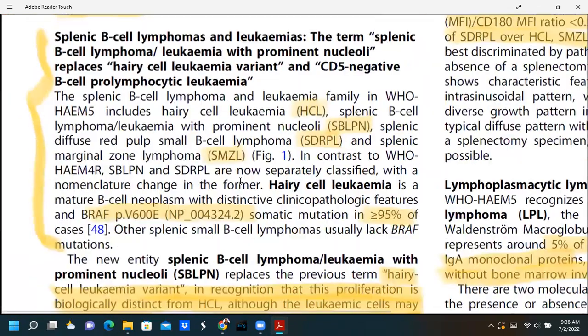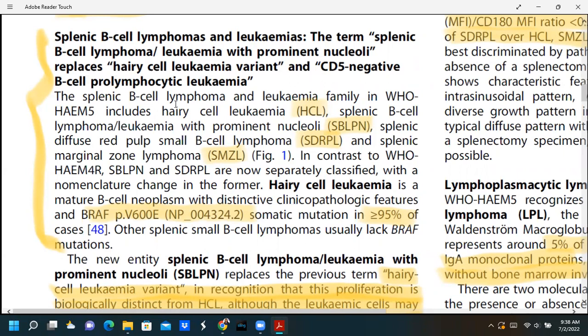And then splenic B-cell lymphoma leukemia, the term splenic B-cell lymphoma leukemia with prominent nucleoli is replacing the hairy cell leukemia variant and the CD5 negative prolymphocytic leukemia. So one thing to remember, the prominent nucleoli is encompassing the CD5 positive B-cell prolymphocytic as well as CD5 negative prolymphocytic. So that's that. And hairy cell leukemia variant has been engulfed by this category as well.